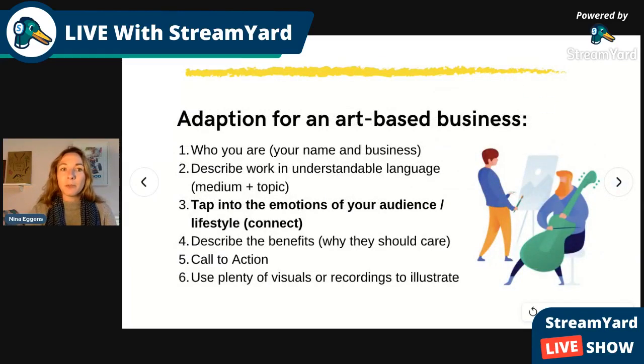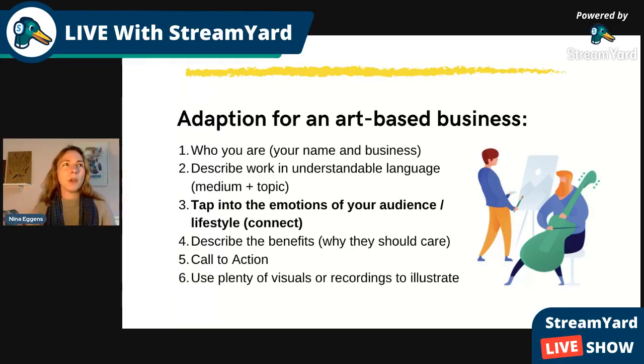So a slight adaptation for an art-based business, because I'm talking about pain points here, and the current reality and solutions. When you are an artist or a musician, you're not really going to think about how you are going to solve a problem for somebody. I mean, they might be looking for a night out on Valentine's Day, so you're offering a solution for that, perhaps, if you're doing a concert. But in general, a description for an art-based business will be much more about the feeling and the emotion you're going to evoke with your audience. So you want people to get excited.